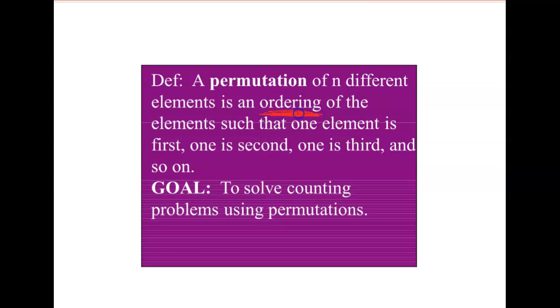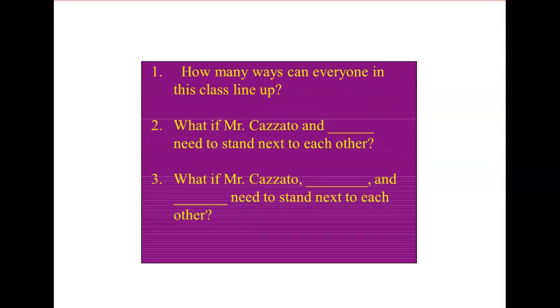And let me give you an example. If we're in a race and Miss Gilbert is first and I am second, that is different than if I am first and Miss Gilbert is second. So the ordering of the objects or the elements is important. We're going to take a look at several examples throughout this lesson. Let's take a look at the problems on the screen.